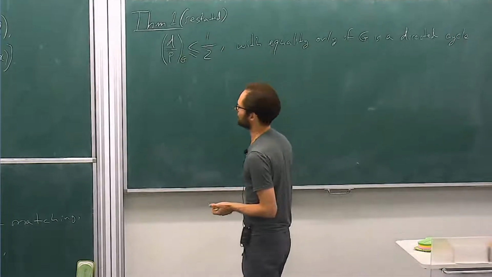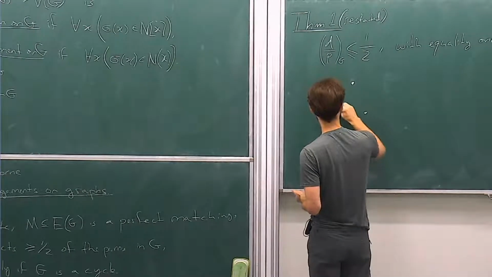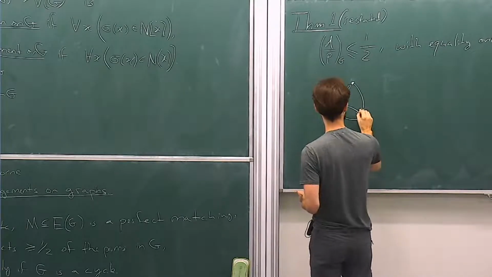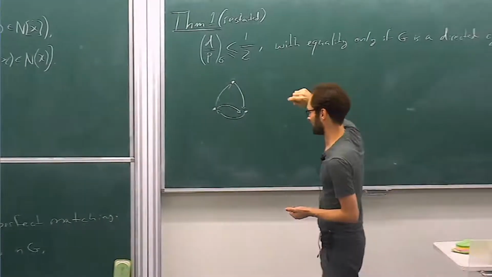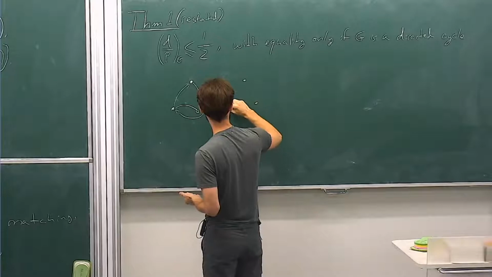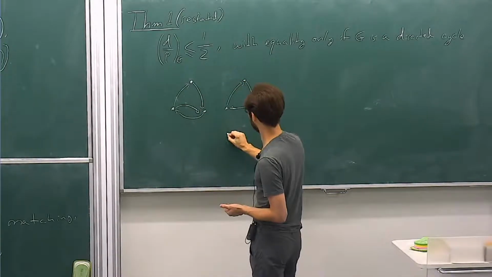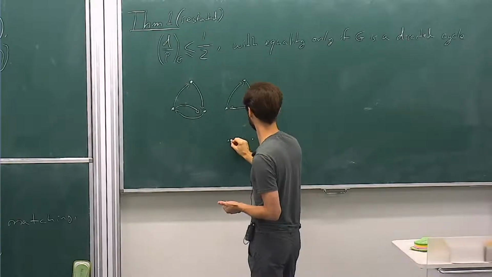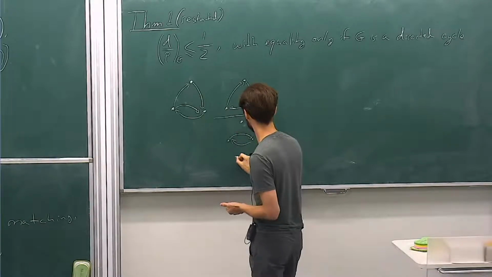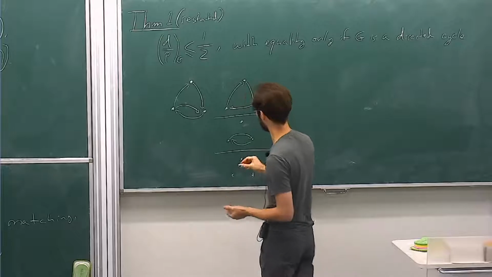So how does this work? We have some directed graph G like this. And on this graph we have some permutations. Here's one, which is a derangement. Here's another which is not a derangement. And here's a third, which is also not a derangement.